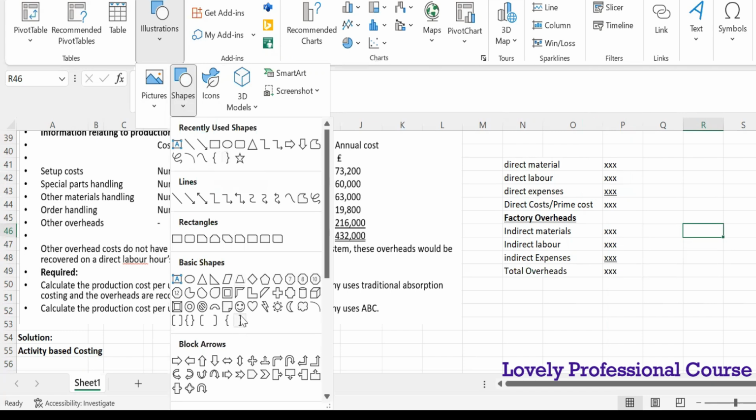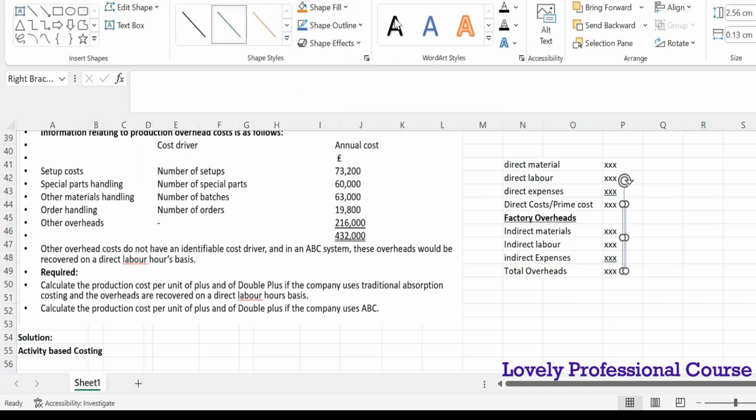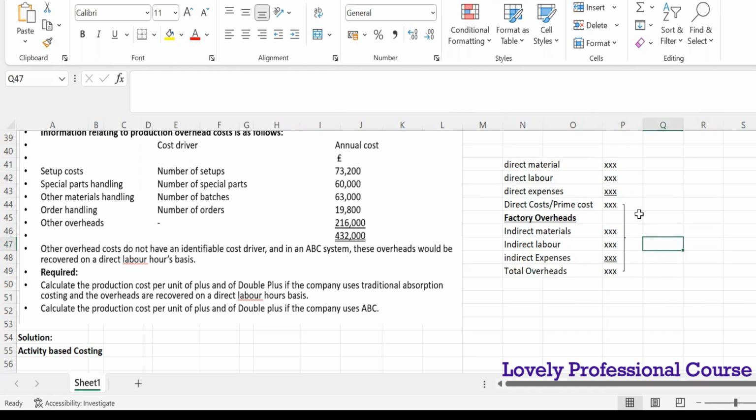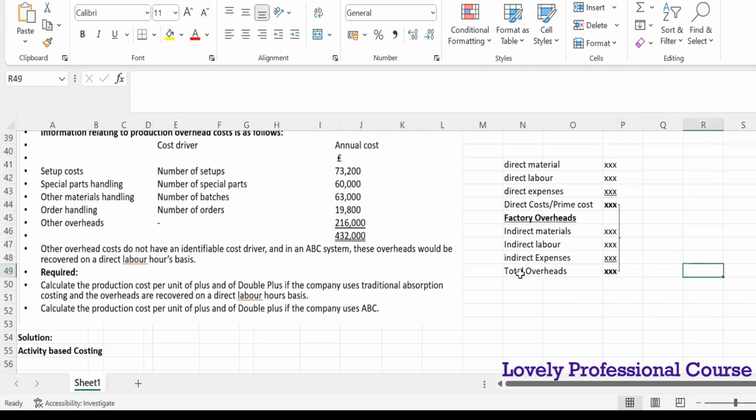You come here. Okay, I can say I have to take only these two. Let me highlight them because I want to be very specific. So it is this and this. Let me highlight them. Okay, let's do it like this.